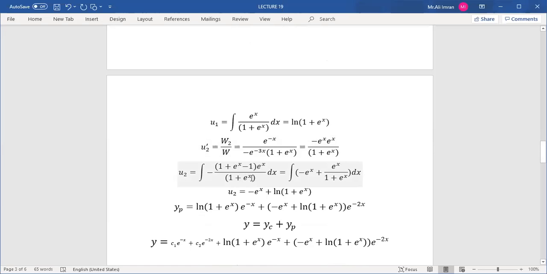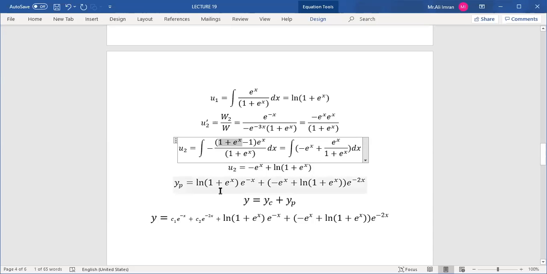We can take the factor 1 plus e power x out of the first two entries. It will be cancelled, and we will get 1, and multiplying by e power x, we will get minus e power x, and we will write the denominator under minus 1. So then we will get plus e power x divided by 1 plus e power x dx. The plus sign came because minus and minus, after multiplying, is converted into a plus sign. If we integrate this, then we will get u2 is equal to minus e power x plus natural log of 1 plus e power x.